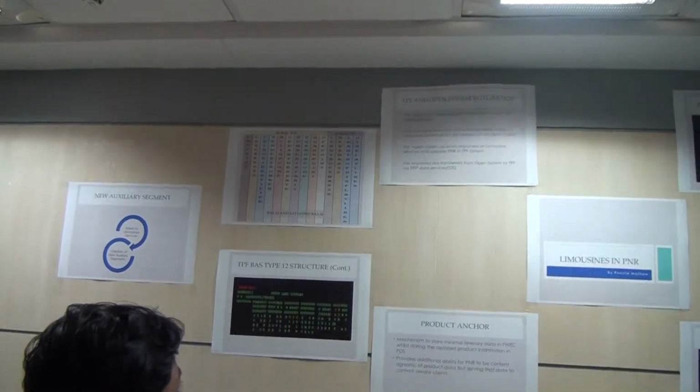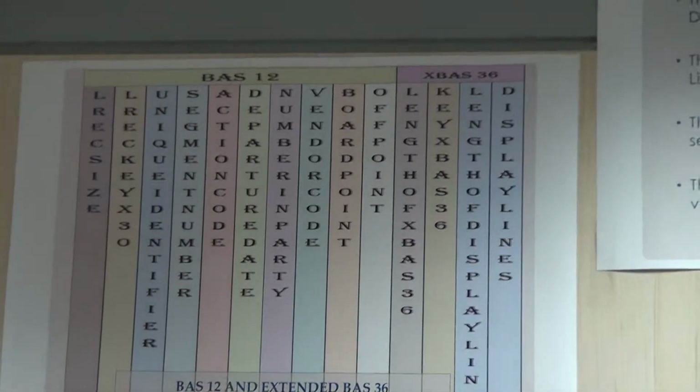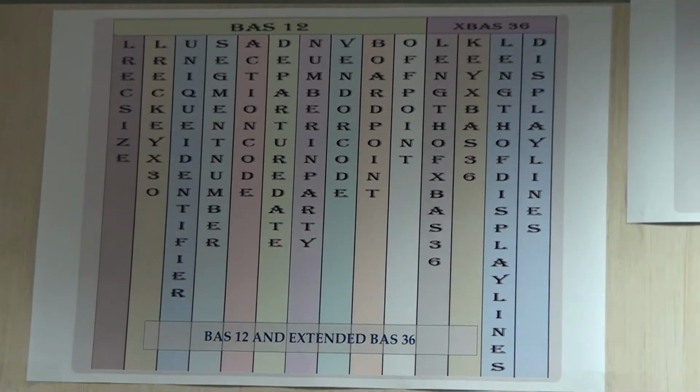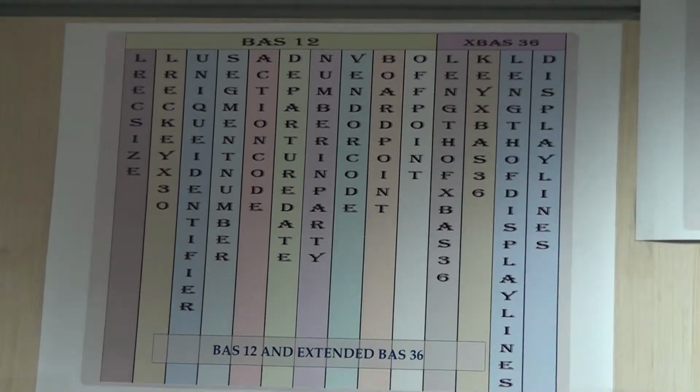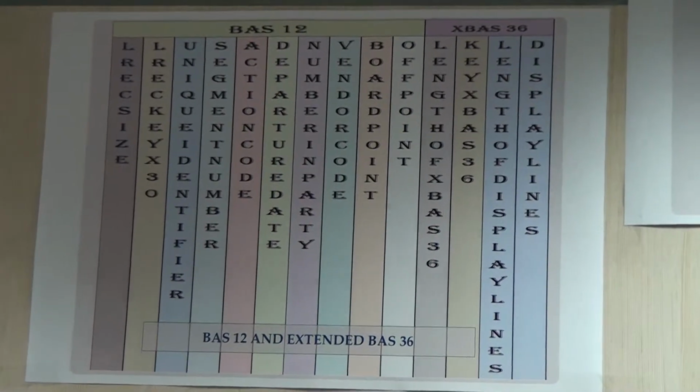is called BAS Type 12, or in technical terms BAS Type C. Here we provide you the structure of our BAS Type 12. The BAS Type 12 contains all the generic information like the board point, off point, travel time, arrival time, departure date, and other general information.